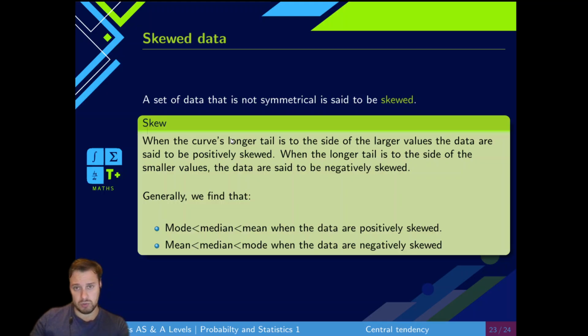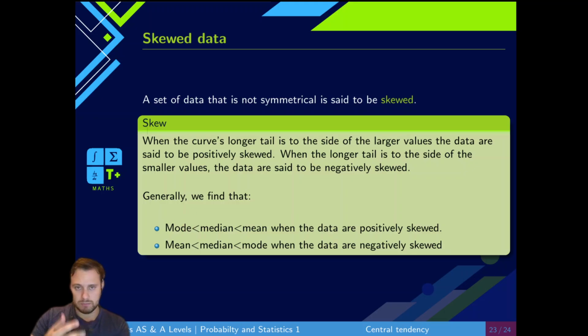It has a certain tendency towards one side or the other, and it is information that we can use when comparing data. In this case, we call it positive or negative, referring to the tail of the curve. As we were looking earlier, the tail was to the right, to the larger values, so we're talking about a positive skew. And when the longer tail is to the smaller values, to the left, we're talking about negatively skewed data. In general, if the mode is less than the median, which is less than the mean, we find positively skewed data.